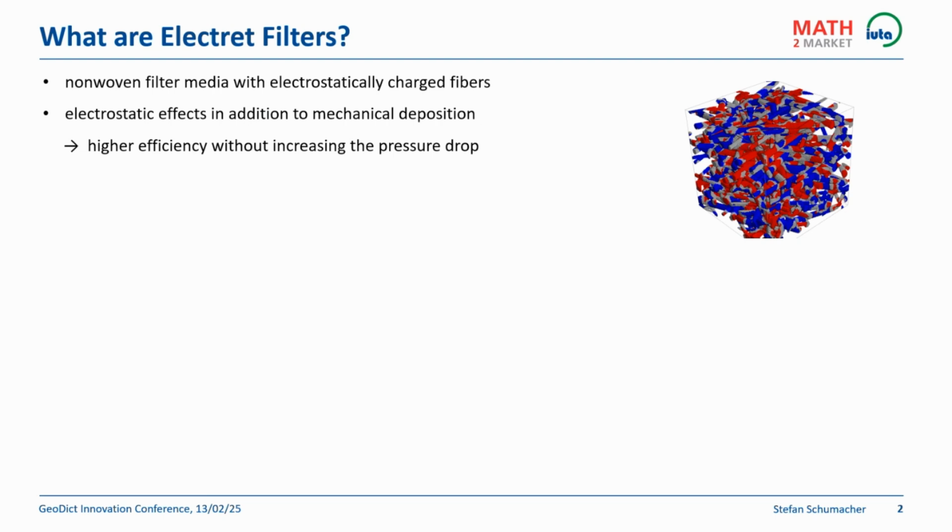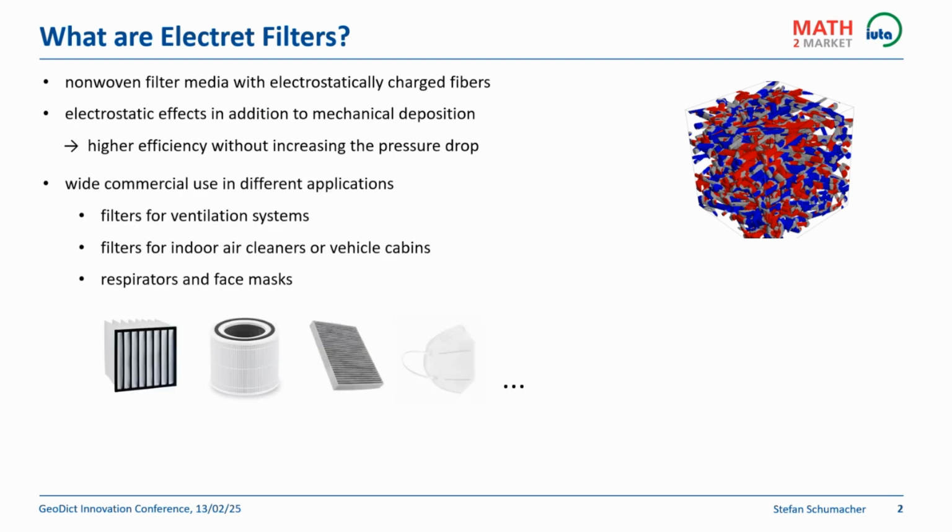This is a nice reason why you use Electret filters. You may think this is something very fancy, exotic, but actually they are very often used in applications. For example, most filters for ventilation systems make use of Electret filters, especially in applications where you need this low pressure drop, like indoor air cleaners and vehicle cabin air filters. A very common example are respirators or face masks. So all of you have probably been in very close contact with an Electret filter already.